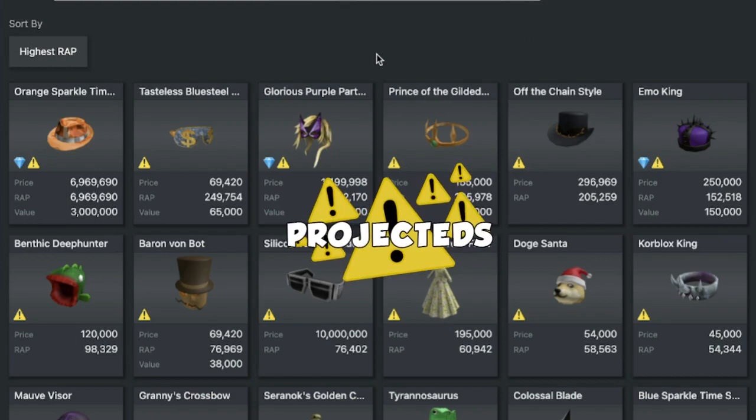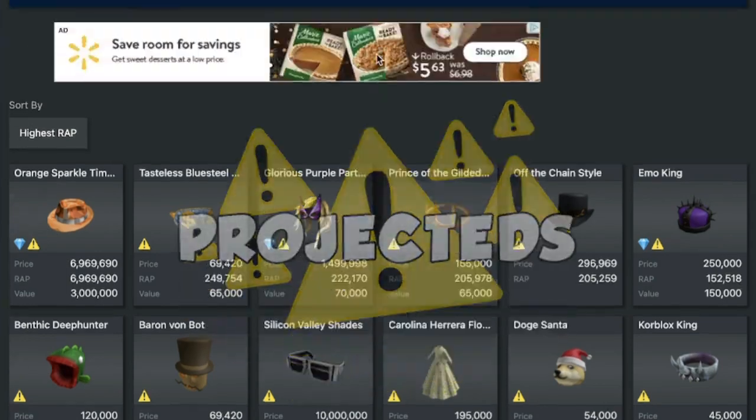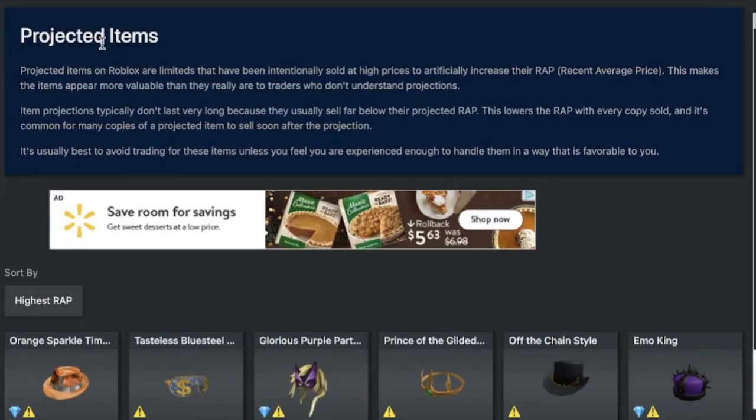Now, even if you've never traded before, you might have heard this term before, projected. So there's actually a pretty convenient definition right here. Projected items on Roblox are limits that have been intentionally sold at high prices to artificially increase their RAP, or obviously the recent average price, which I've already talked about in some videos before. This makes the item appear more valuable than they really are to traders who do not understand projections.